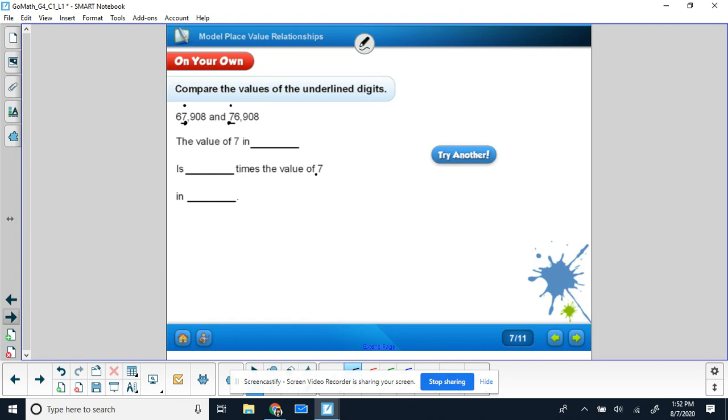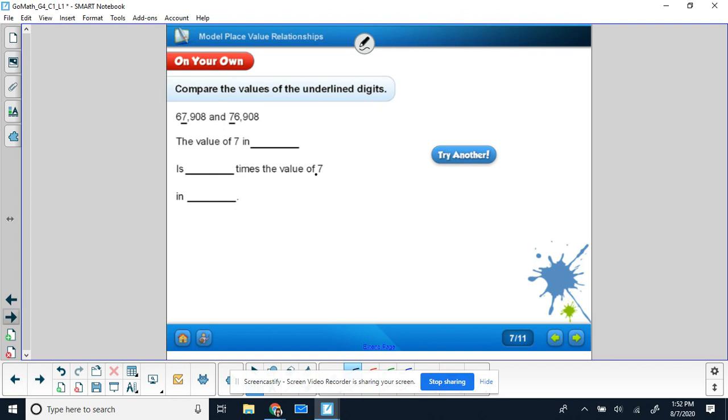So thinking out loud here, I'm going to count how many digits are in each number. Sometimes that can help. So let's see, we have 1, 2, 3, 4, 5. There's 5 digits in 67,908. And in the other number, 1, 2, 3, 4, 5, there's also 5 digits. So I think I could safely say these both are similar in size, but we have to figure out which one is bigger.